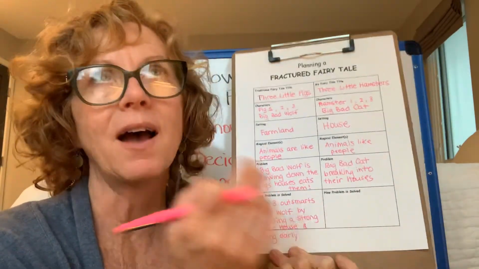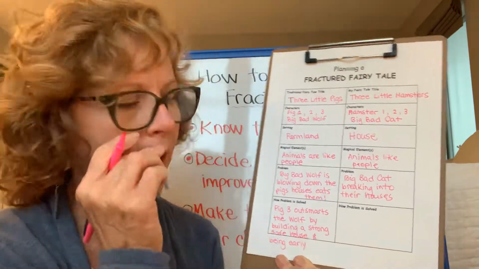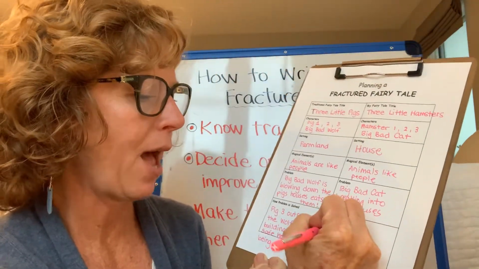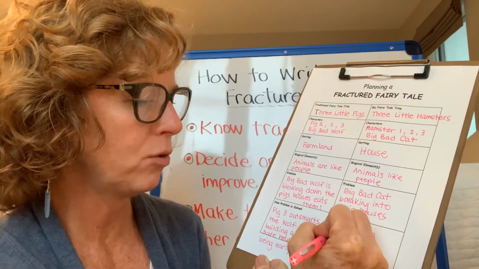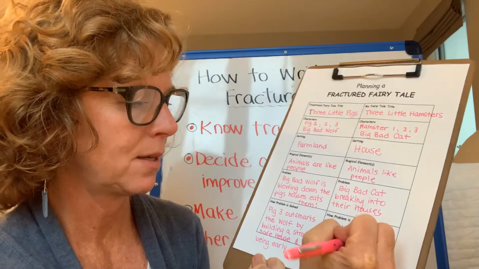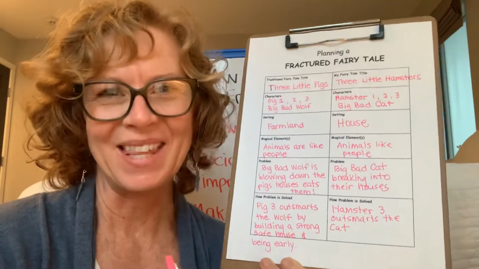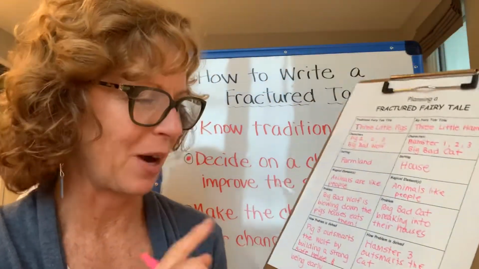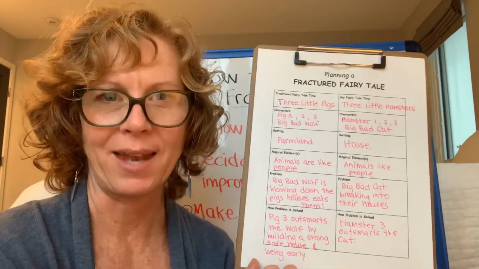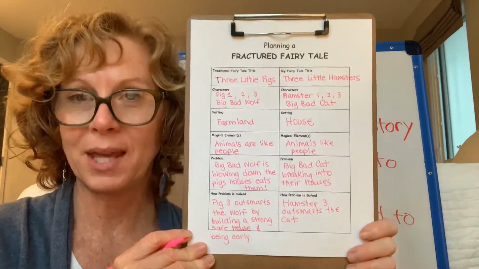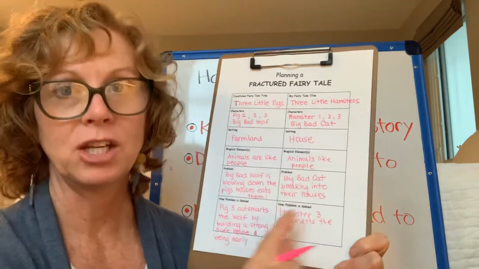So I'm going to think of how the problem is solved in my story that I'm going to write. I think maybe I'm also going to have hamster 3 outsmart the cat. It's going to be fun to think of ways that Hamster 3 outsmarts the cat. And as I think of these ways, I'm going to write them on my plan. Okay? This will be your assignment for today, is to complete your planning chart.